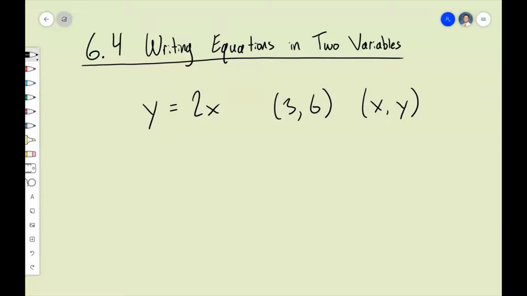So if we wanted to determine if (3, 6) is a solution to this equation, y equals 2x, we can substitute those values. 3 represents x, so we substitute 3 for x, that would be 2 times 3, and we substitute 6 for y. Now, if both of these sides are equal, 6 equals 2 times 3, which is 6, then this would be a solution. (3, 6) is a solution. Let's look at another example here.